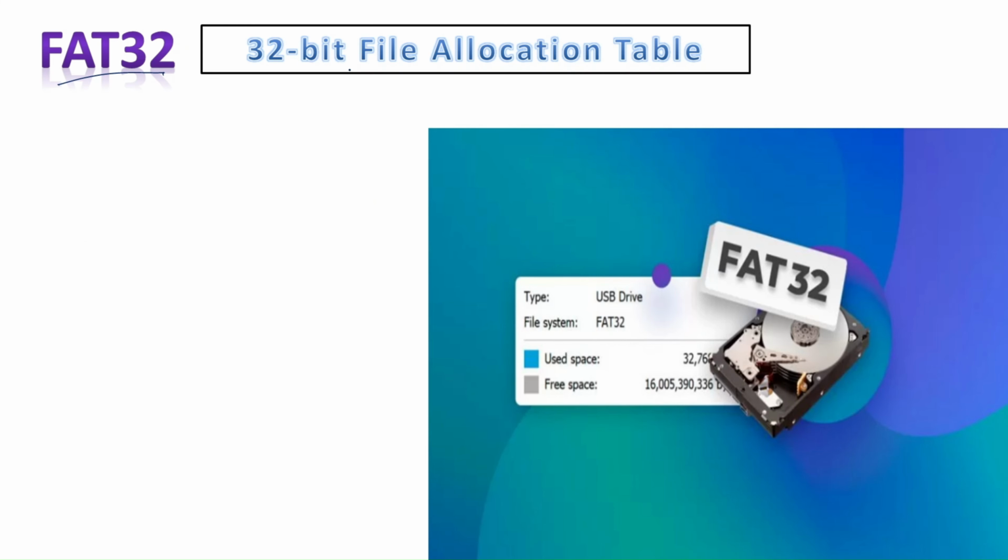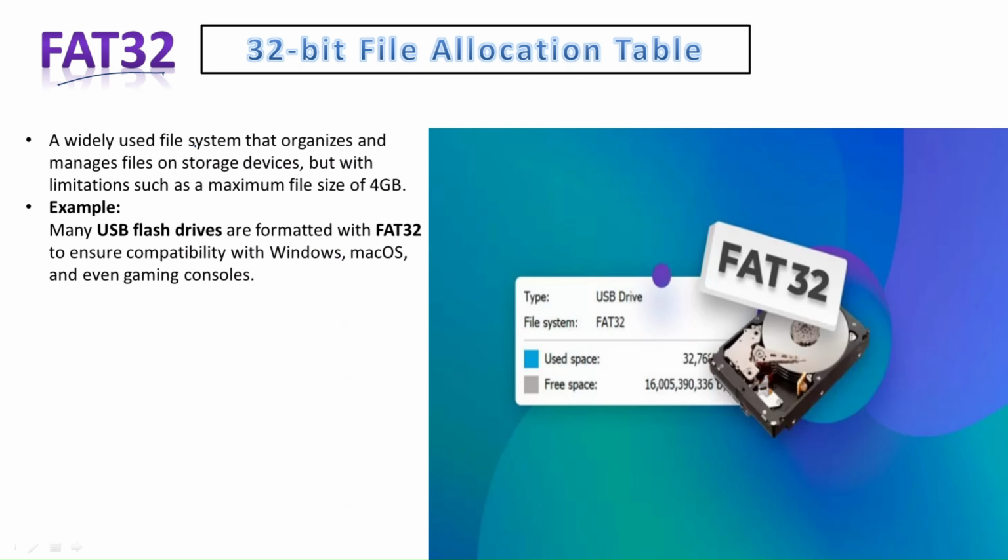FAT32, it is a 32-bit file allocation table. So it is a widely used file system that organizes and manages files on storage devices, but with limitations such as a maximum file size of 4 GB. For example, many USB flash drives are formatted with FAT32 to ensure compatibility with Windows, macOS, and even gaming consoles.